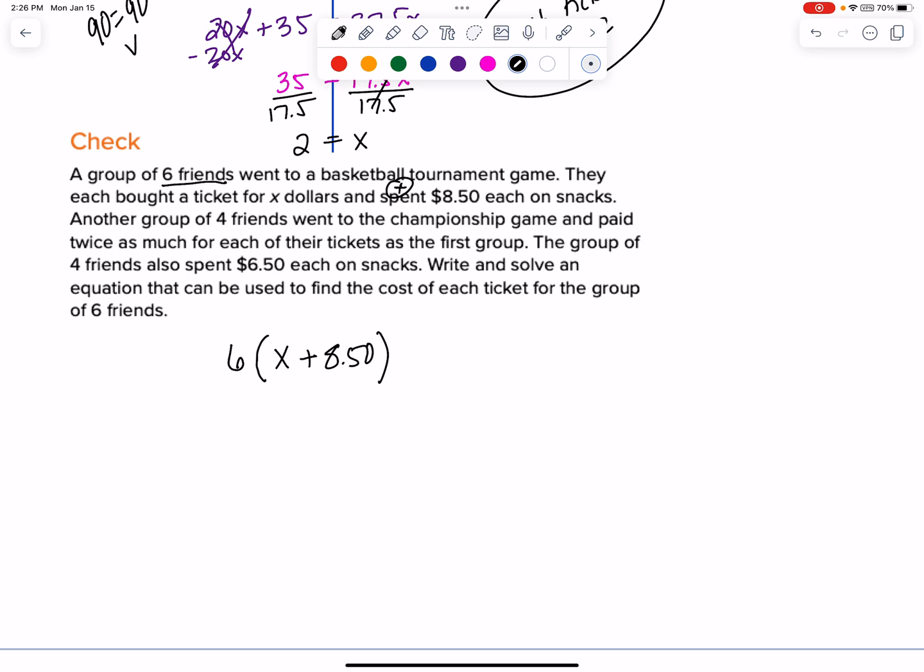So let's keep reading. Another group of 4 friends went to the championship game. So I'm guessing this. I can always change it if I'm wrong. A group of 4 friends went, and they paid twice as much per ticket, so 2 times the ticket thing, as the first group. And the group of 4 friends also spent $6.50. So they spent an additional $6.50. Write and solve an equation that can be used to find the cost of each ticket for the group of 6 friends. Okay, so we know that they equal the same, and so here we go. Let's go ahead and solve it out.